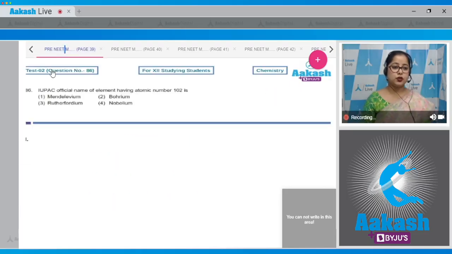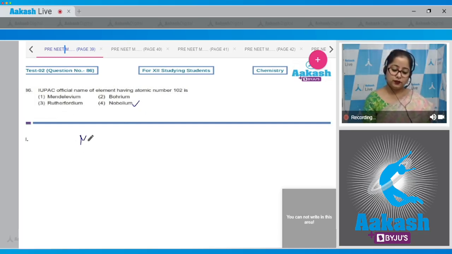The first question is question number 86. Let's read it. The IUPAC name of element with atomic number 102 is nobelium. That means the correct answer is option number 2. But let's also find out the atomic number of the rest of the elements. That is mendelevium, bohrium and rutherfordium.